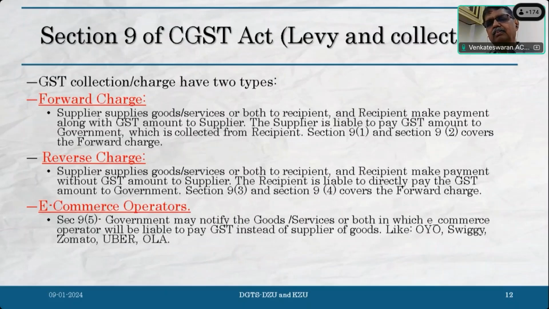There the original person is not paying the tax, but rather the person receiving the services is liable to pay the taxes, and in that scenario, as per the provisions, that person is liable to comply with the provisions as if he is the supplier of the goods and services. That is called your reverse charge mechanism.